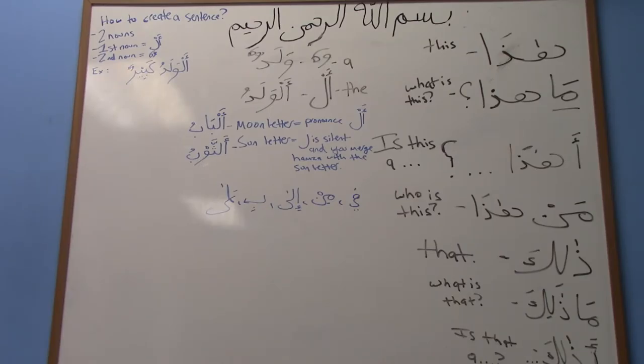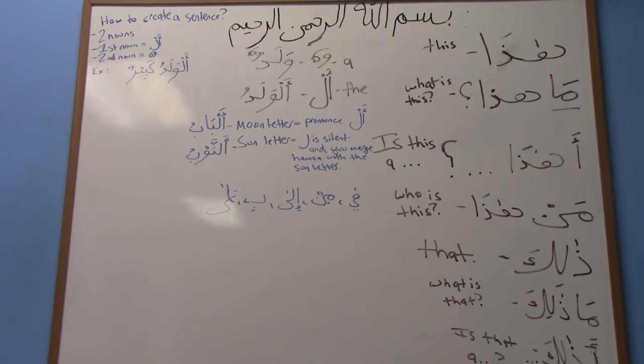Al masjidu, the masjid. Fil masjidi. The preposition is changing the word, right? So fil masjidi means what? In the masjid. Al masjidu means what? The masjid. Al-baytu means? The house. But when we enter fi into it, it means? In the house. Okay?